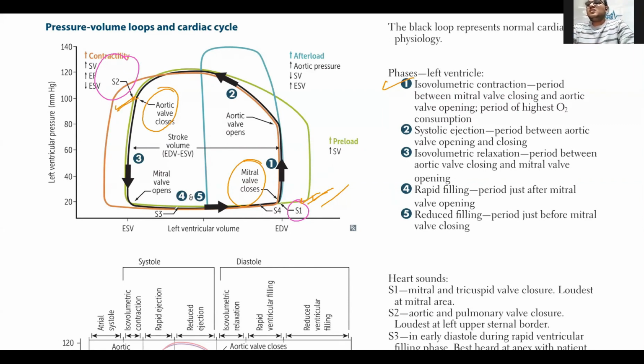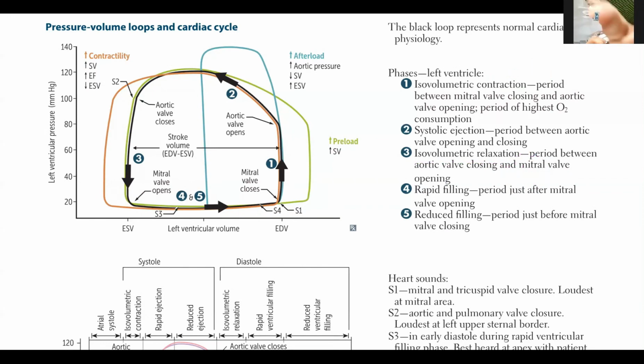So this is an important MCQ for MDMS and FCPS students that comes in the exam, from previous past paper questions. S1 occurs at the isovolumetric contraction and S2 occurs at the isovolumetric relaxation. This is a very important MCQ. Here they will give you S1 and they will give you S2.